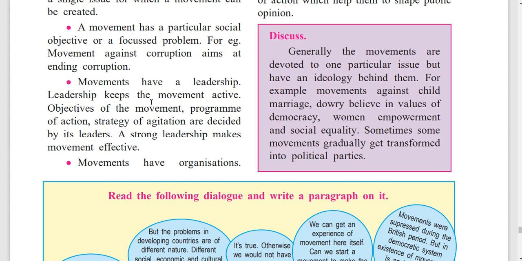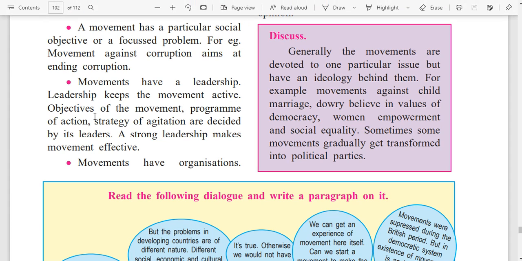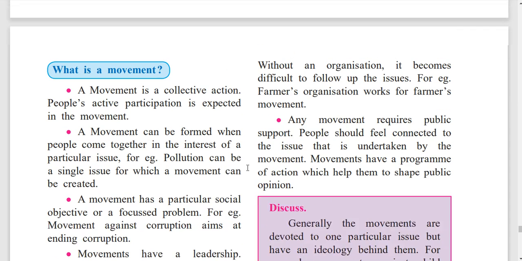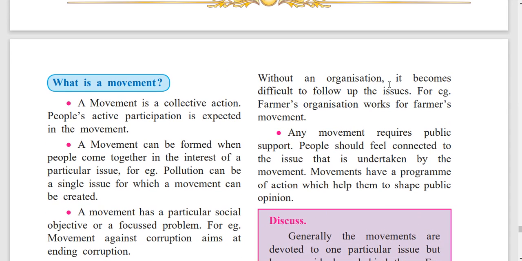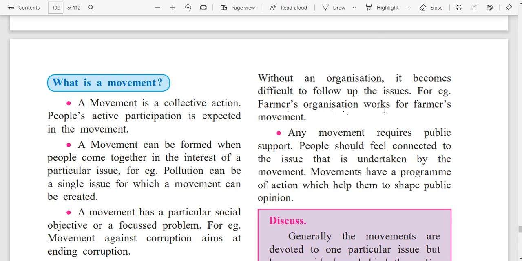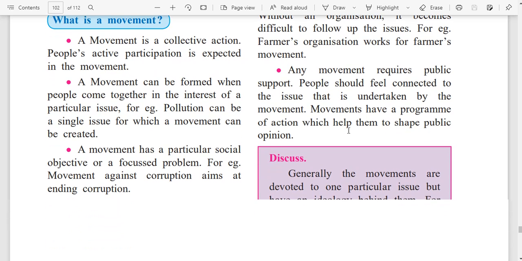Movements have a leadership. Leadership keeps the movement active. Objectives of the movement, program of action, and strategy of agitation are decided by its leaders. A strong leadership makes a movement effective. Movements have organizations. Without an organization, it becomes difficult to follow up the issues. For example, farmers' organizations work for the farmers' movement.